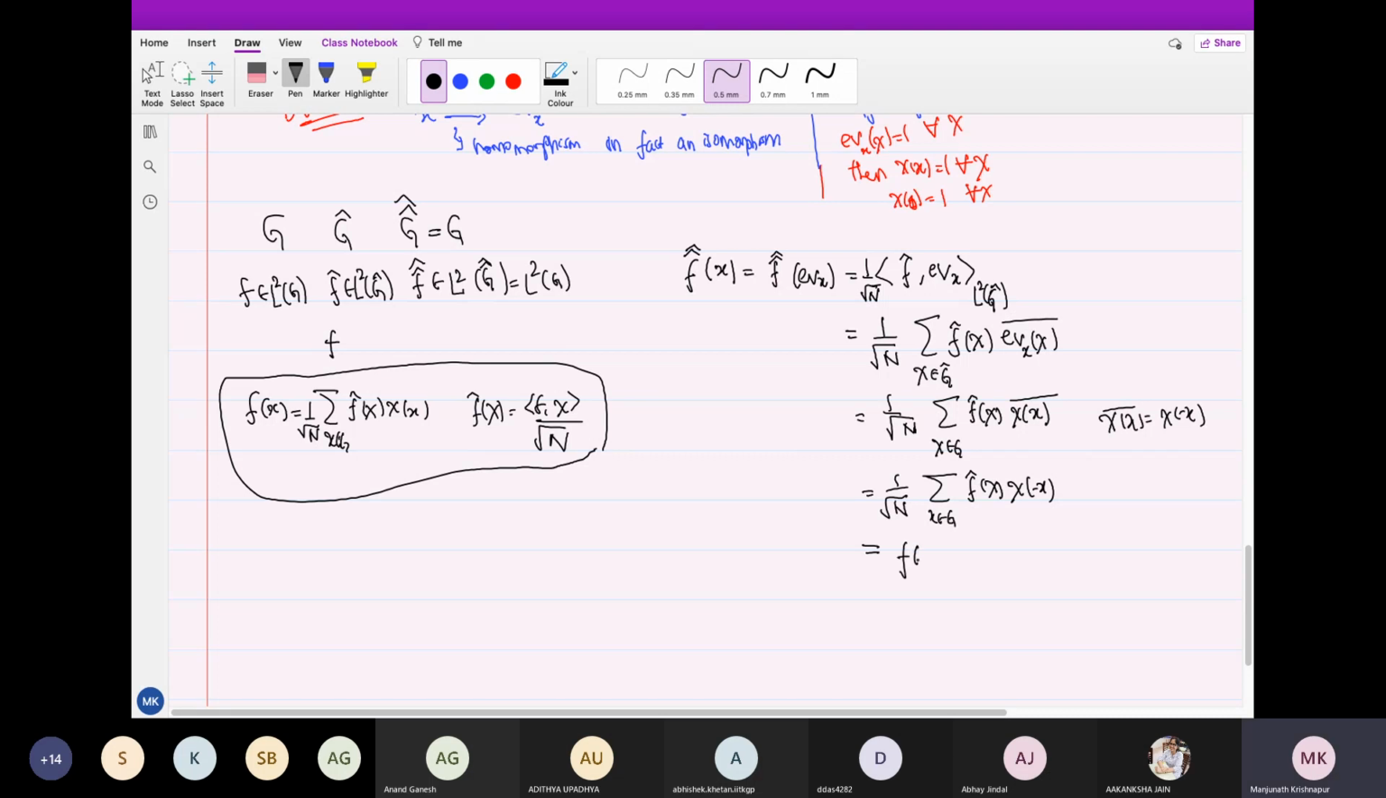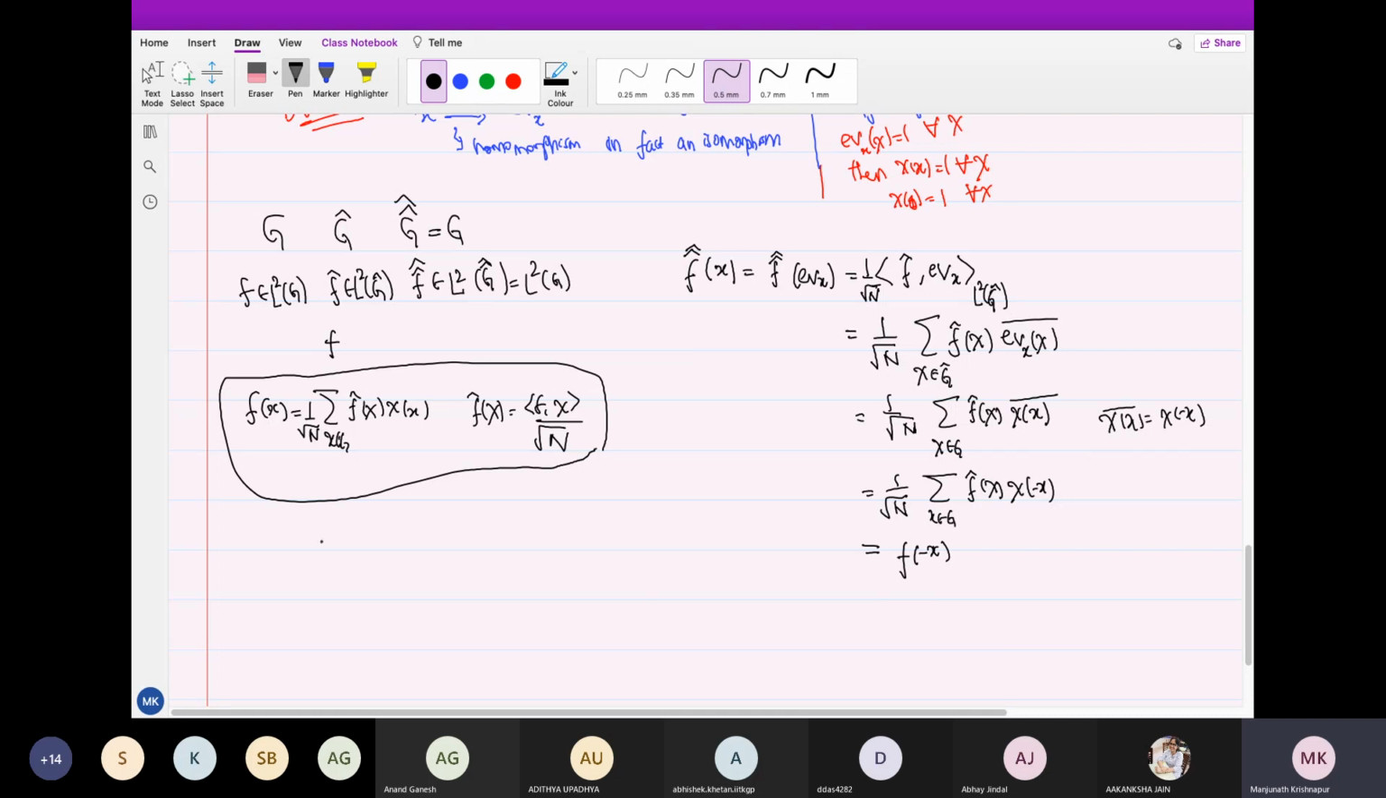This is nothing but f of minus x, right? So this is exactly, if you look at this formula, f at minus x. So what we are saying is f double hat is almost the same as f, except it is flipped over. f double hat of x is f of minus x, that's all. So in other words, taking the Fourier transform twice gives almost the same thing.